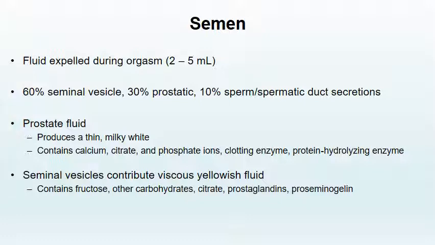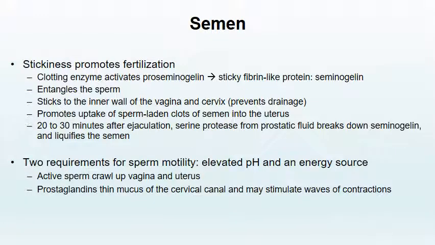So let's look at what some of these things have to do with each other. Semen itself is going to be fairly sticky, okay, and so sticky comes from, well, it comes from different molecules that are in either prostatic or seminal vesicle fluid, and sometimes the two have to come together in order for us to get these characteristics. So we get a clotting enzyme. Clotting enzyme is going to come from the prostatic fluid, and it is going to activate the proseminogelin, which is coming from our seminal vesicle fluid.